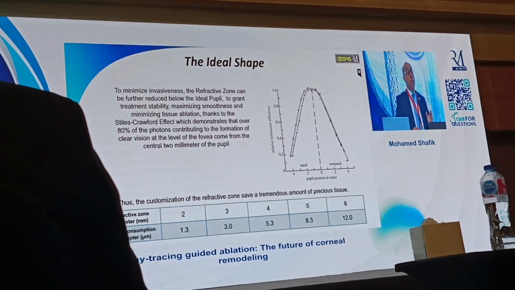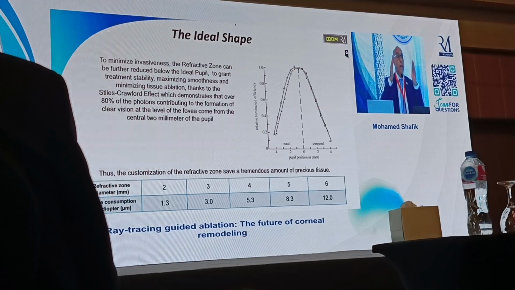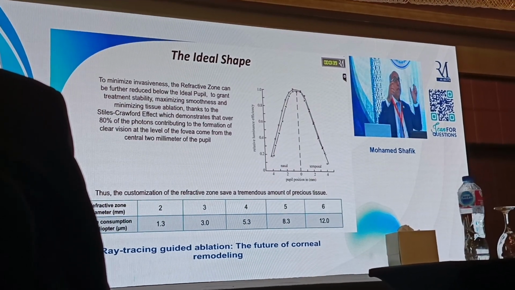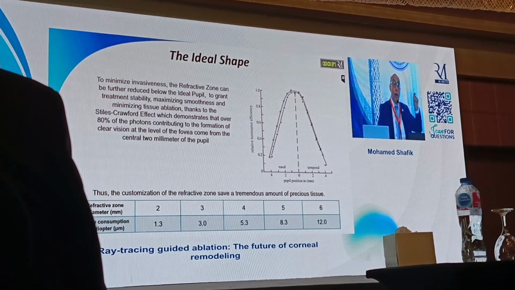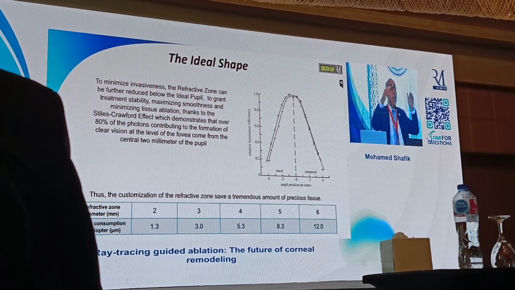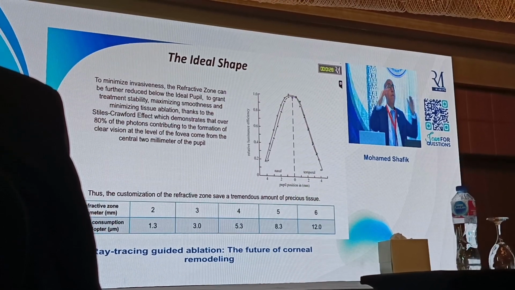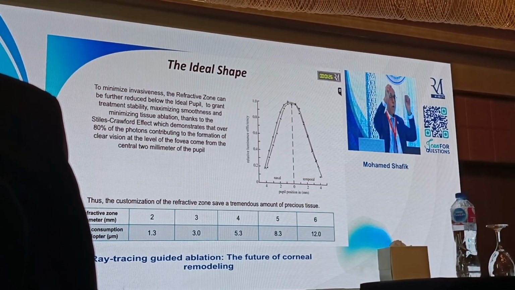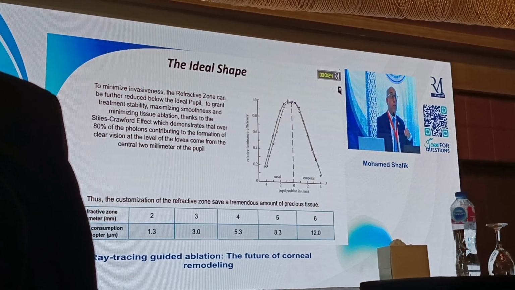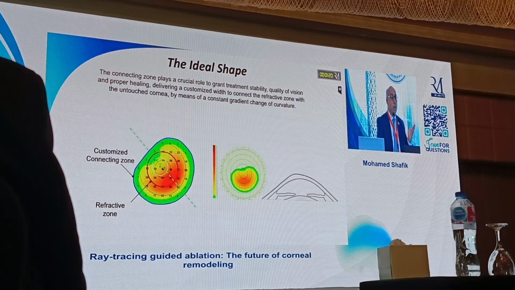And of course, we've learned from the Stiles-Crawford effect that the most important part of our vision comes from the central 2 millimeters. So why not make a refractive zone of 2 millimeters? But the idea is to carve the connecting zone in a way to take the cornea in a very regular shape from the center to the periphery. And this is what the new system is playing with. So this is the ideal shape.